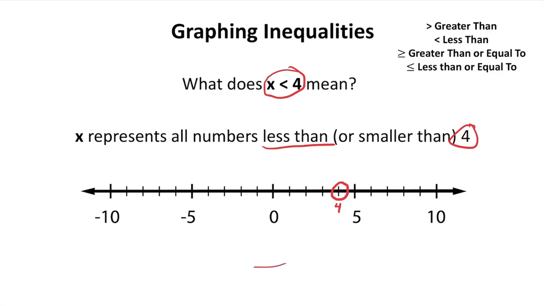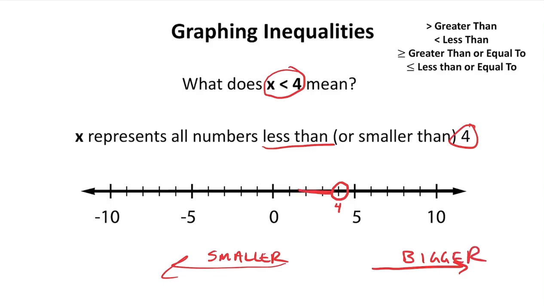Everything to the left is getting smaller. Everything that goes right is bigger, okay? So if we want all the numbers less than 4, that's all these numbers this way. So you would shade your graph going this way, and it would look like that, okay?